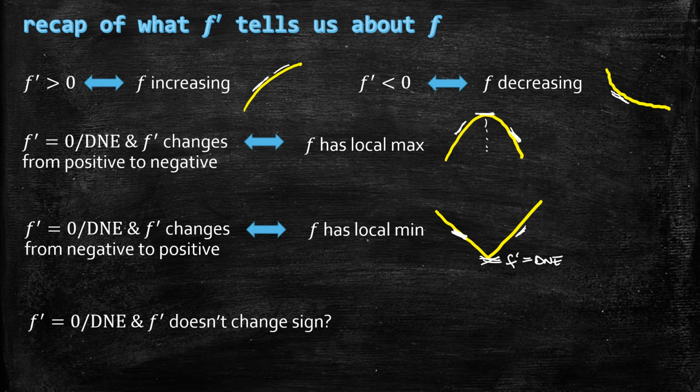And then there's the situation where f prime equals 0 or DNE at some point, called the critical value, and f prime does not change sign. Well, then we have this situation. So f prime here is 0, and f prime is positive on this side, and f prime is positive on the other side. Sometimes this is referred to as a saddle point.